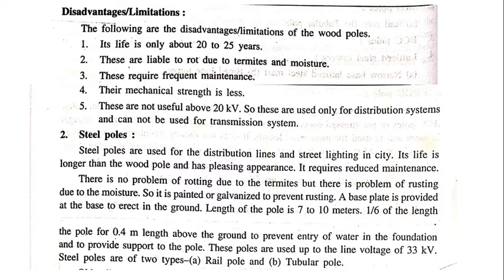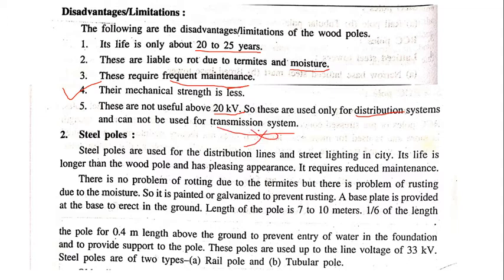Okay, now the disadvantages and limitations. So the following are the disadvantages of the wooden pole. Its life is only short, this we already know about, and moisture, this we also know about, and the frequent maintenance. The fourth one is that the mechanical strength is very low, and the fifth one is that these are not useful above 20 kV. Above 20 kV we are not going to use wood. These are used only for the distribution system, we are not using them in transmission. Remember that we use them only in distribution and they cannot be used in the transmission system.